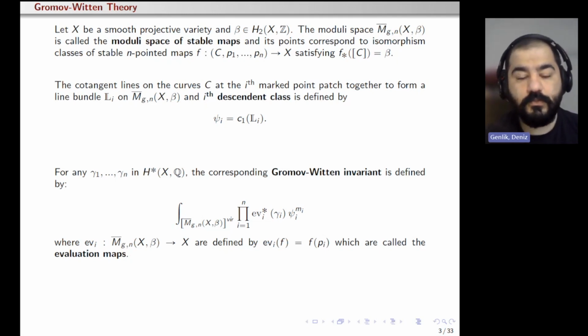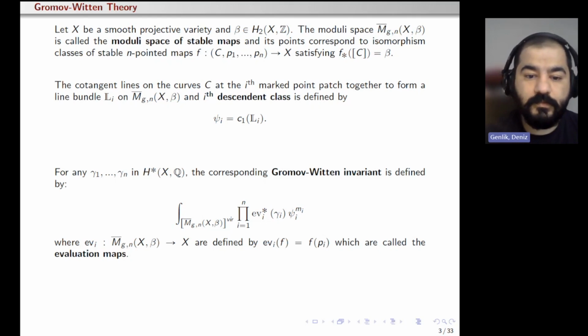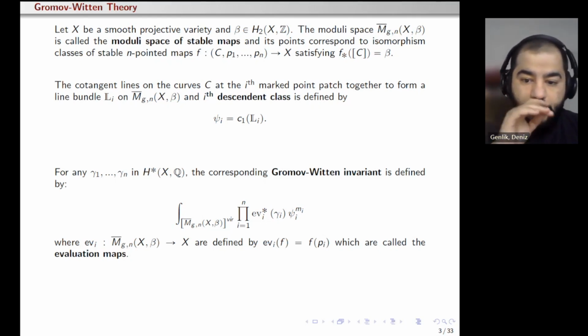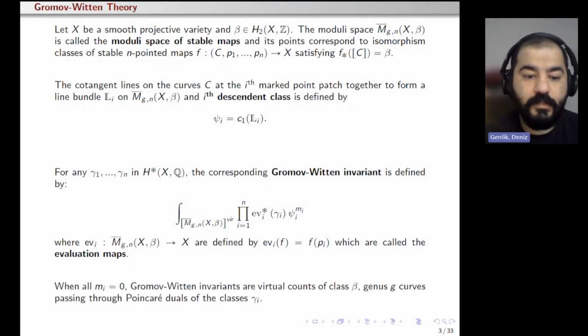I am saying virtual because we are not integrating over the fundamental class, but something called the virtual fundamental class. For example, when m sub i is 0, this invariant counts the class beta curves of genus g passing through the Poincare duals of the cohomology classes that we described here.